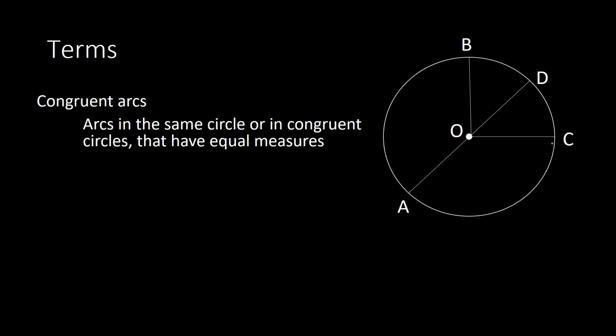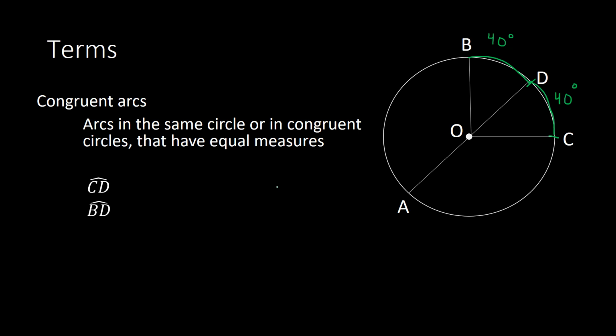The next term we have is the term congruent arcs. And now we've seen the word congruent in multiple different contexts. But once again, the word congruent means shapes that have the same shape and the same size. So congruent arcs, by definition, are arcs in the same circle or in congruent circles that have equal measures. So here, if BD, let's say, had a measure of 40 degrees, and DC also had a measure of 40 degrees, then we can conclude that BD and DC would be congruent.